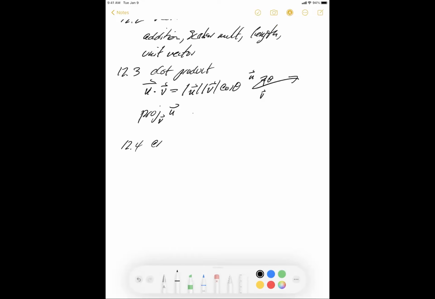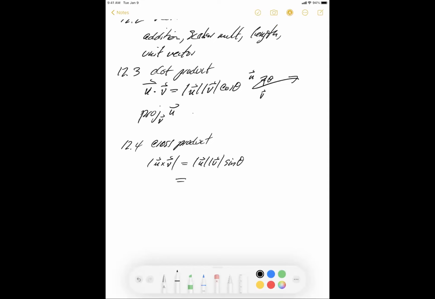And then 12.4 is cross product. If you have two vectors, the cross product is a vector that's orthogonal to both of them. It obeys the right-hand rule, so that tells you the direction that it points in. And then in terms of length, we have this geometric interpretation that the length of u cross v is equal to the length of u times the length of v times the sine of the angle between them.